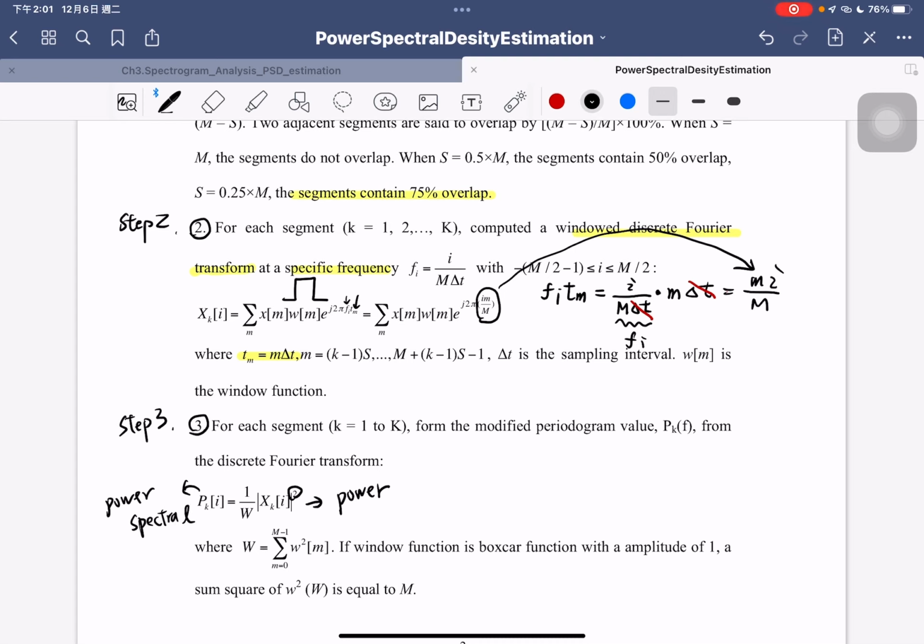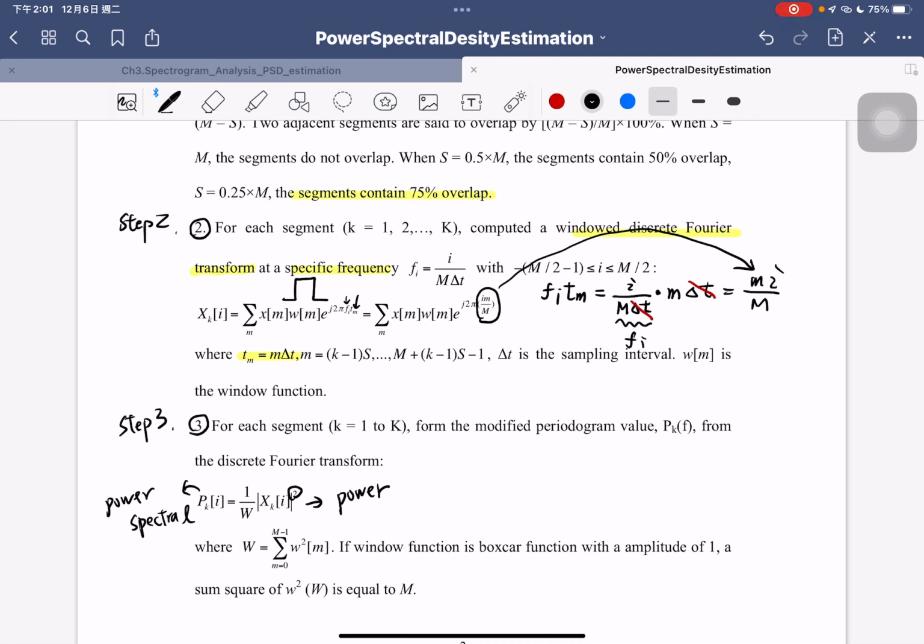Here you can see we have the W. The W is equal to the sum of the window function squared. As I said, the window function is always the boxcar, and I assume the amplitude of the boxcar here is 1. So this summation is the sum square of the window function. Finally, W will equal to the N.